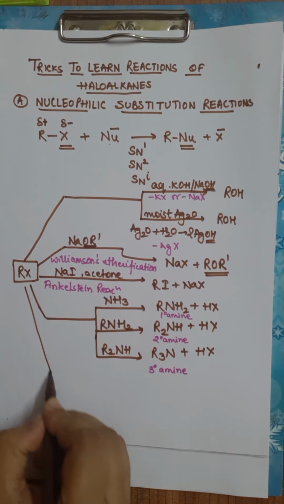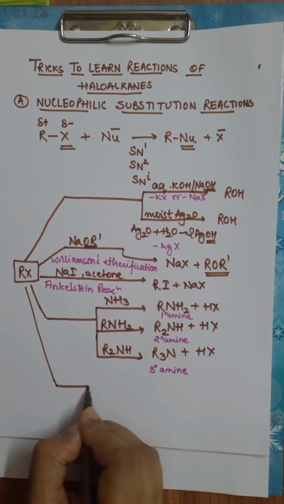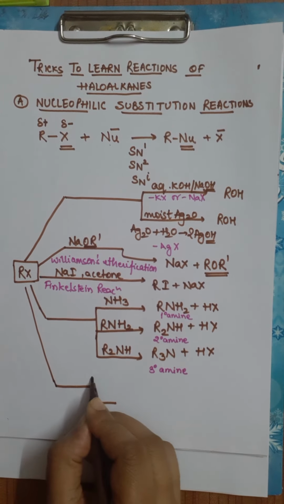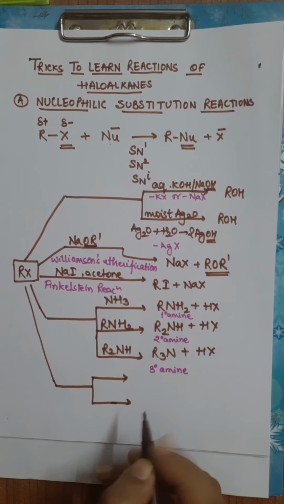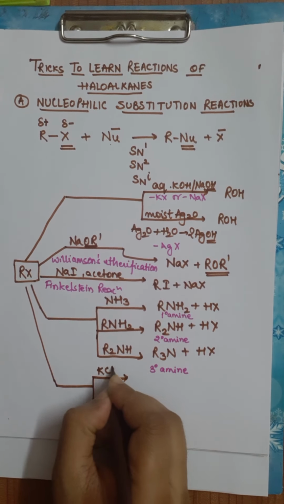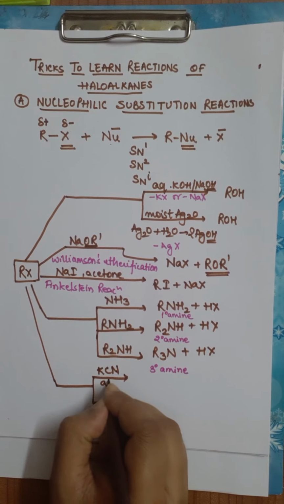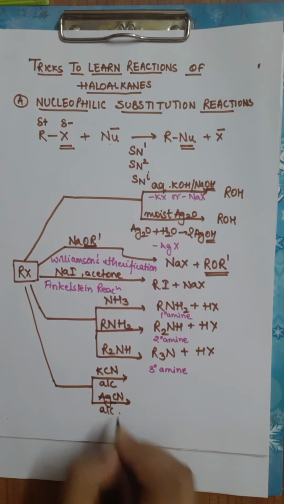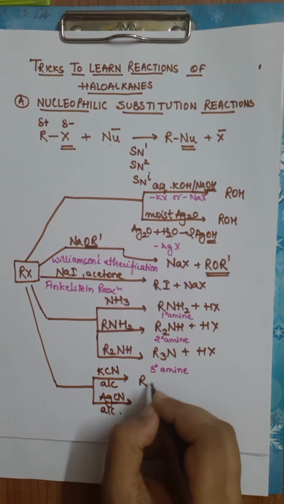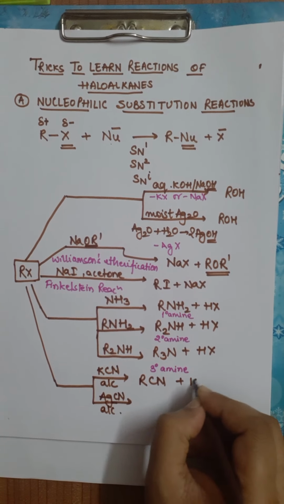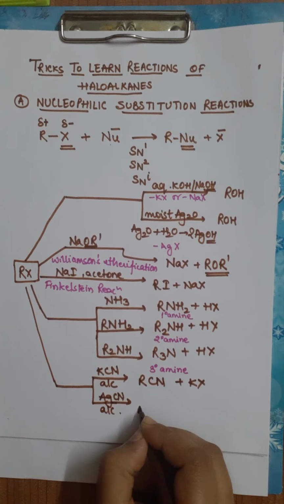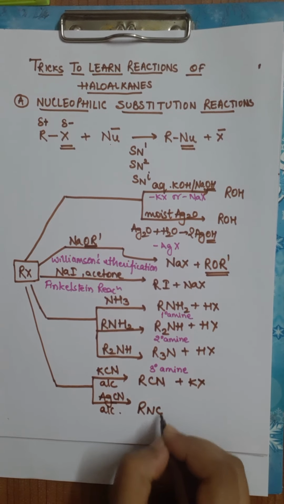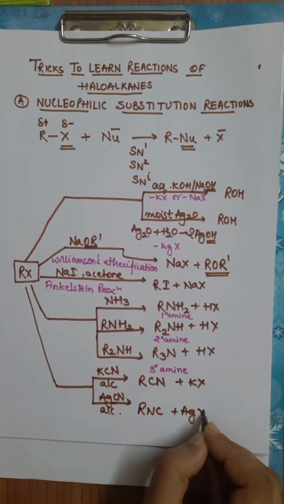Next set of reactions is with cyanides. So here you have KCN in presence of alcohol and AgCN in presence of alcohol. Now in the first case you get RCN plus KX, and in the second case you get RNC plus AgX.